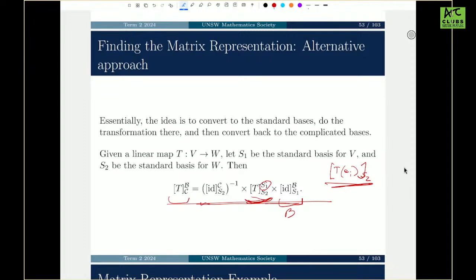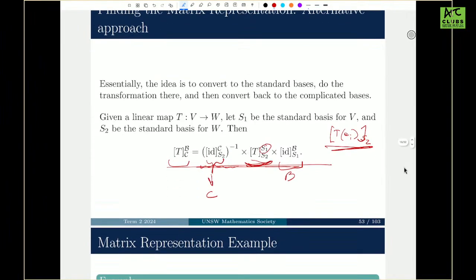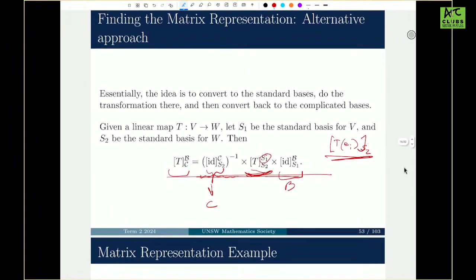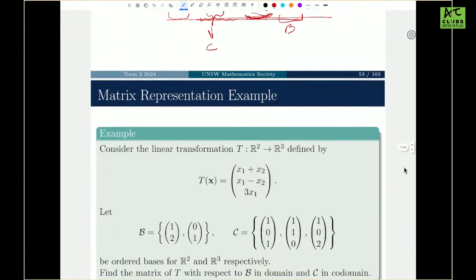Okay, and this last thing is the inverse of this matrix here, which is the matrix that converts a basis in C to the standard basis in S2. So it's just going to have columns of C, but we do end up inverting it. That inverse might be a bit more tricky, but still, inverting matrices is a pretty standard thing.